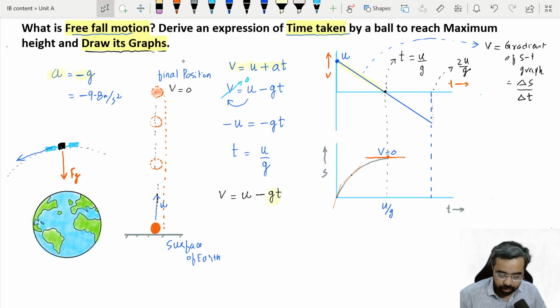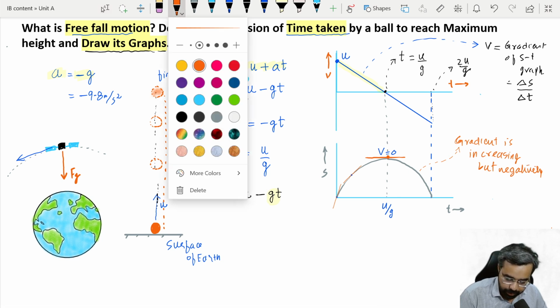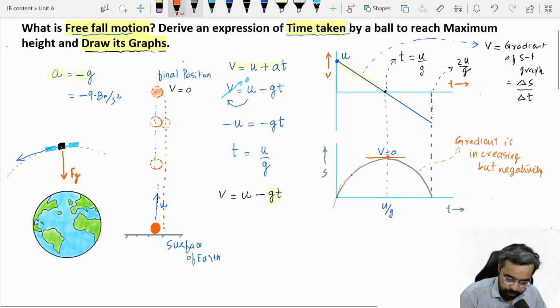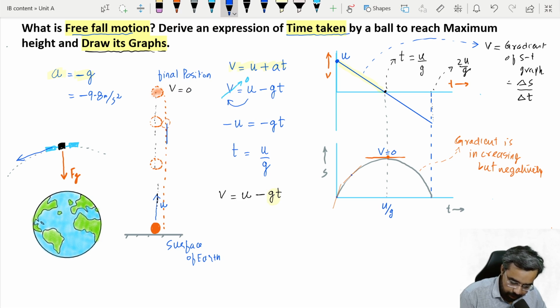Now you must have a good idea that the next part of the graph should be like this, which means that the velocity is now increasing, because if you draw the tangent on this part, you will see that the gradient is increasing but negatively, and that's exactly what happens. Velocity will increase at this point, students. It will have the same magnitude of velocity, but the direction will be opposite, right? So this is a negative value of velocity.